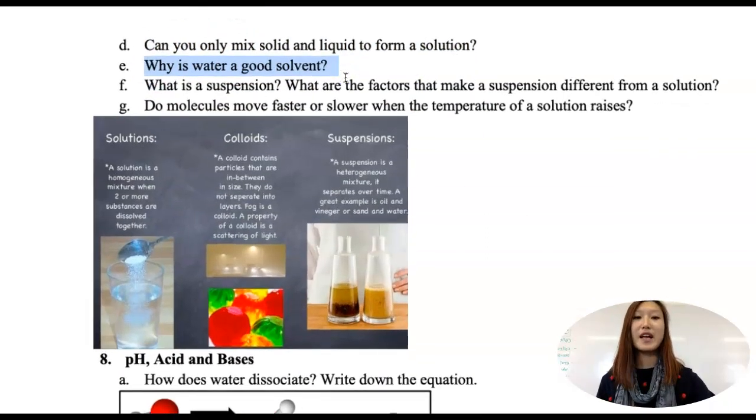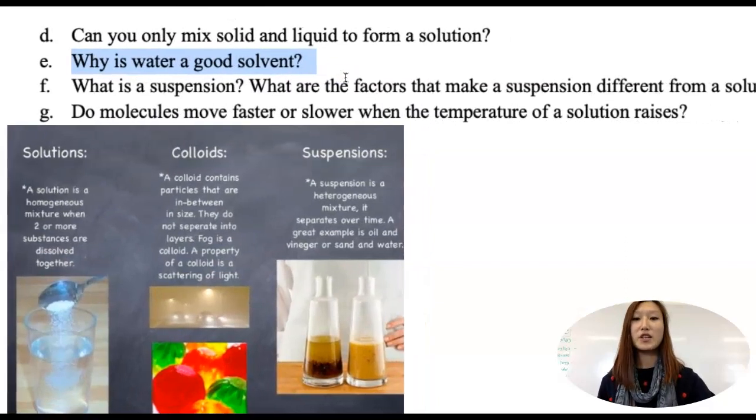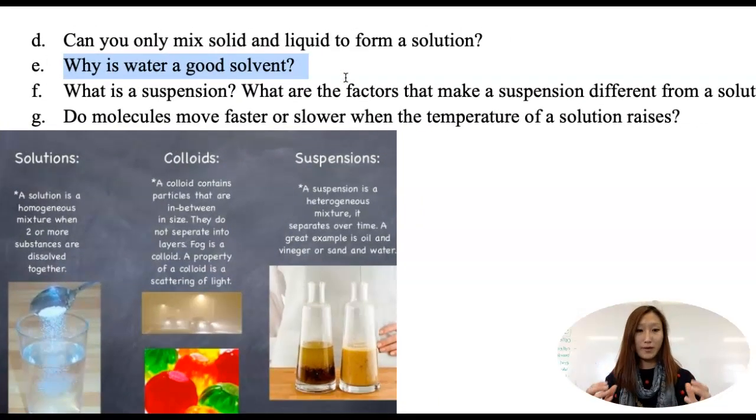Why is water a good solvent? So water is really good at dissolving things because water is polar. So it's able to grab onto other types of molecules, kind of pull them around and get them all mixed up. So water is a good solvent because it's polar.